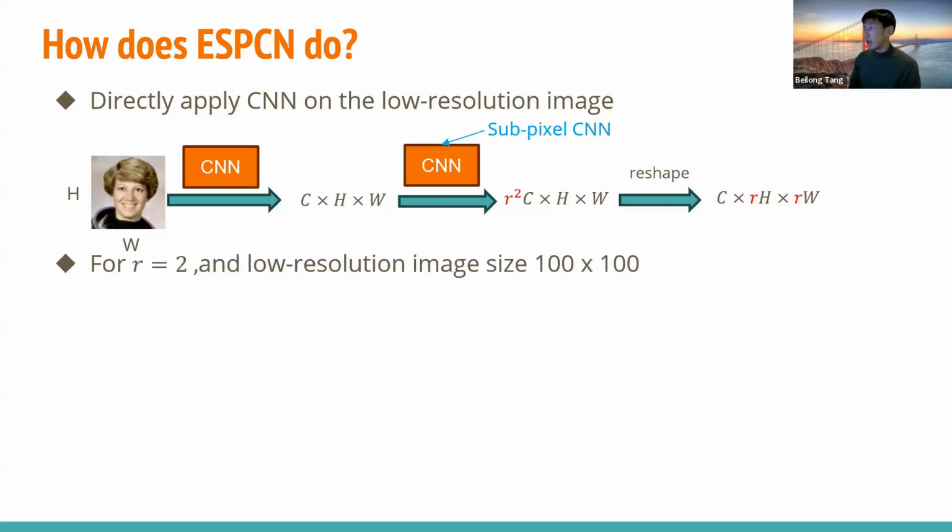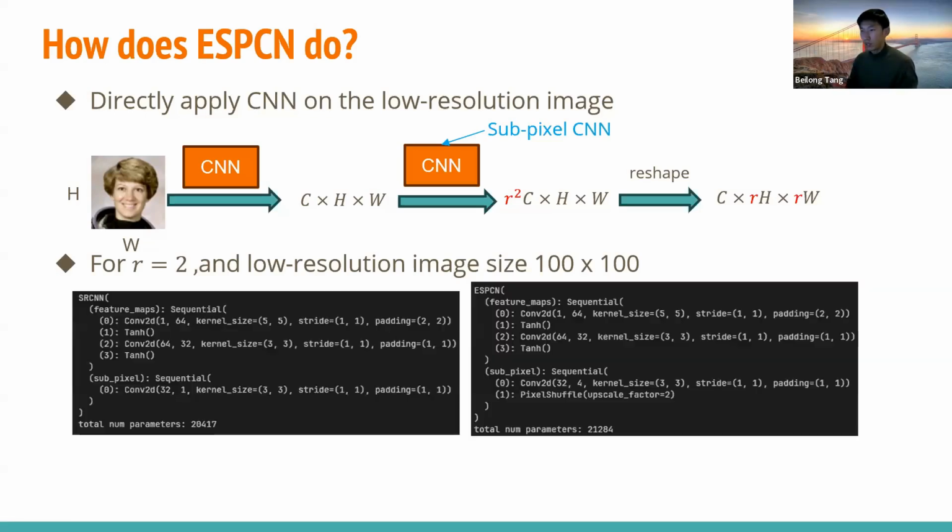So let's do an example of how this reduces the training cost. Assume that we want to upscale an image by a factor of 2, and the original image size is 100 times 100. The left part is the model I built simulating SRCN. It has a similar architecture with about 20,000 parameters. And the right part is the ESPCN, and we can see it has an upscaling factor of 2. These two models have more or less the same parameters.